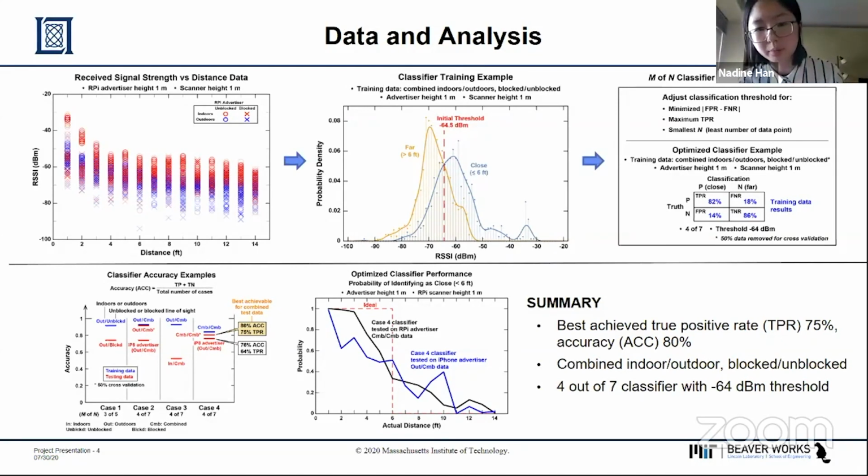If you look at this graph of optimized classifier performance, I graphed the ideal classifier versus case 4, the best classifier I actually got from the data. And you can notice how it falls pretty short of that. If you can move to the next slide, that'd be great.